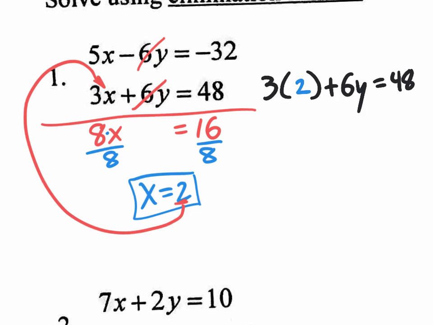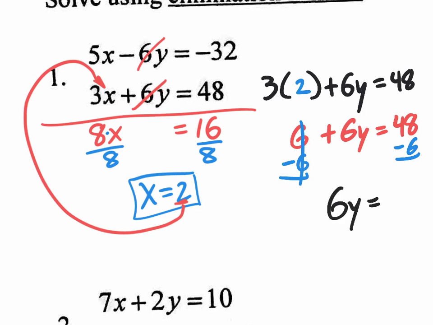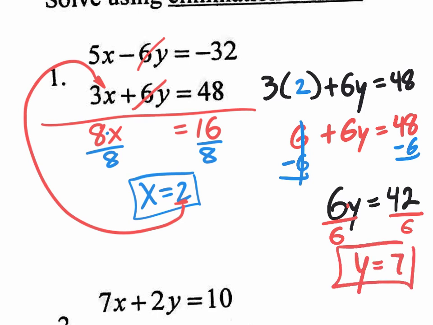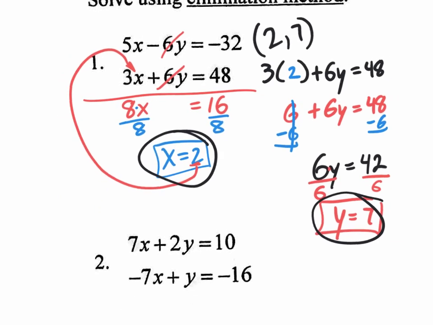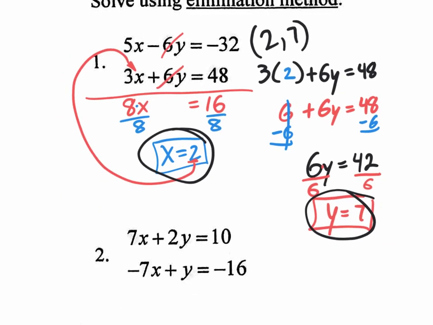So let's just solve this problem. 3 times 2 is 6. 6 plus 6y equals 48. Subtract the 6. Subtract the 6. Cancels. We have a new equation that reads 6y equals 42. Divide by 6. Divide by 6. Y equals 7. We have one answer, x equals 2. We have the other answer, y equals 7. Let's write it as an ordered pair. 2, 7. And that's our answer to system number 1 using elimination method, right?